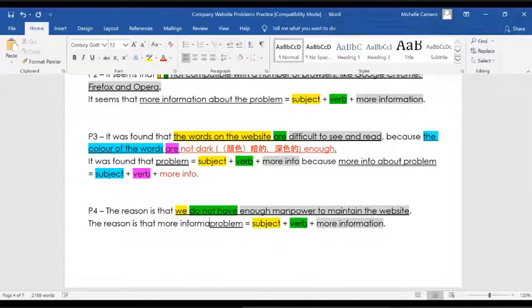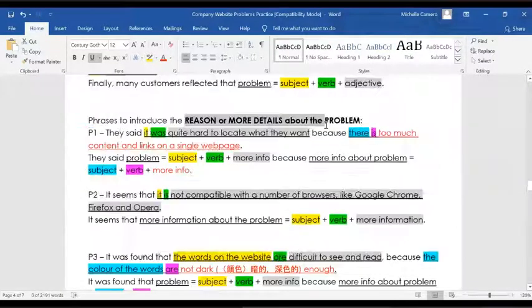I'm just going to call it more info. Okay. All right, because otherwise we're going to run out of room on this line here. All right, so that was different sentence patterns you can use to give more information about the problem.